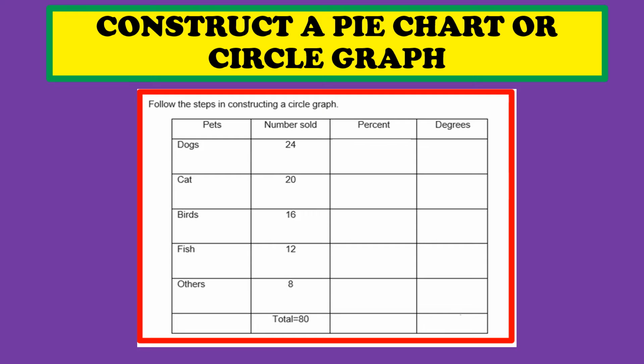Construct a pie chart or circle graph using the table below. First, you need to find the percent. How do you find the percent? You divide 24 by 80. Then after that, you find the degrees. How do you find the degrees? You multiply the percent by 3.6 to get the degrees.